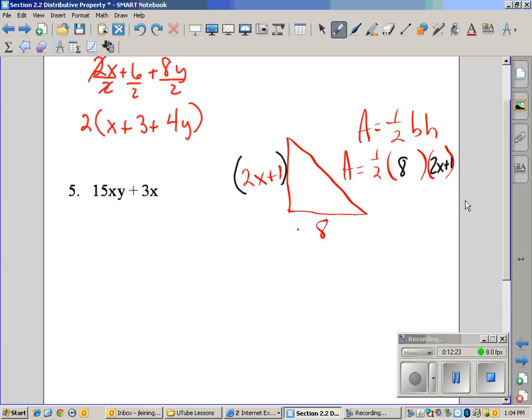Now I'm going to multiply these 3 things together. 1/2 of 8 is 4. And now I have to distribute 4 to the piece that's left. So 4 times 2x is 8x, and 4 times 1 is 4. And that's our answer for the area of this triangle. So if you don't quite understand the other one, hopefully this makes a little bit more sense. And we'll come back and work that other one in class.